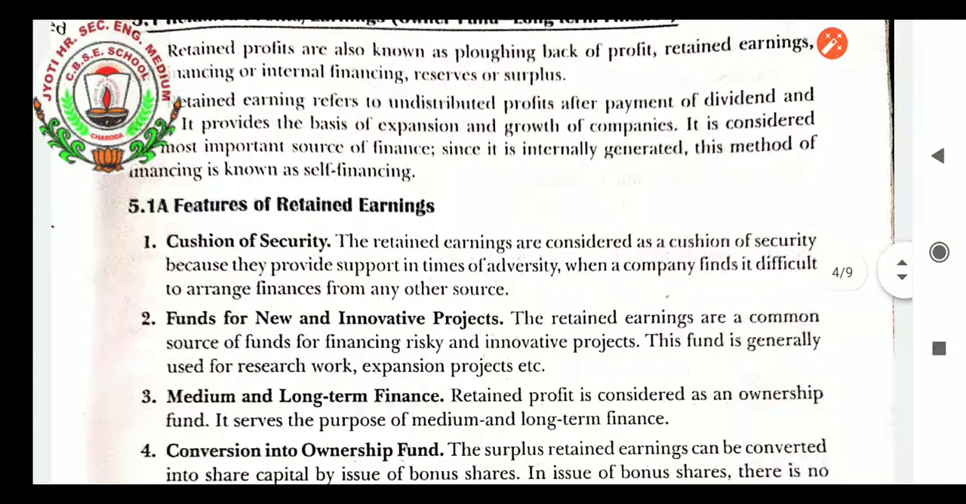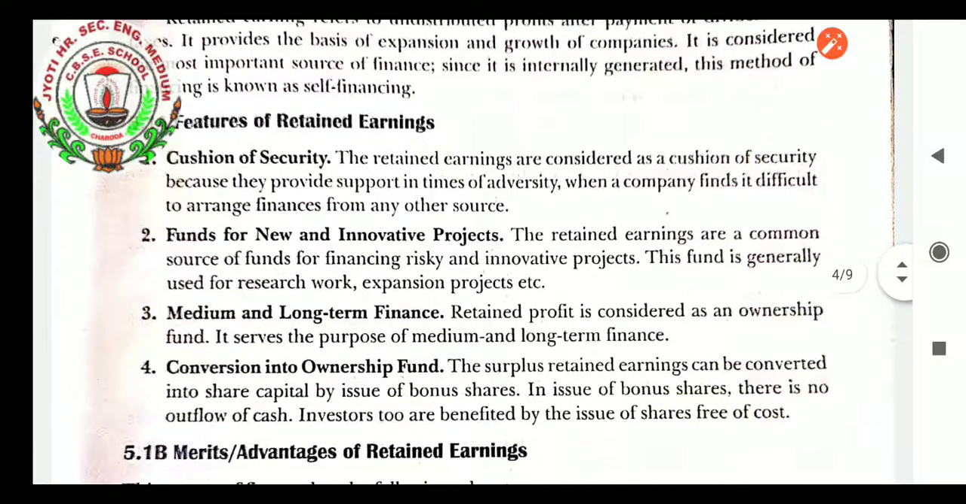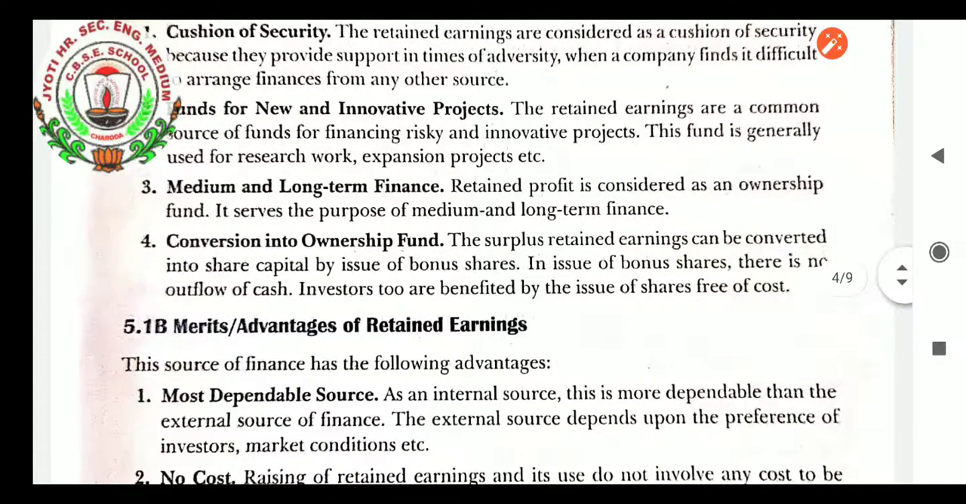Funds for new and innovative projects. The retained earnings are a common source of funds for financing risky and capital-intensive innovative projects. This fund is generally used for research work, expansion projects, etc. Medium and long-term finance. Retained profit is considered an ownership fund. It serves the purpose of medium-term and long-term finance.